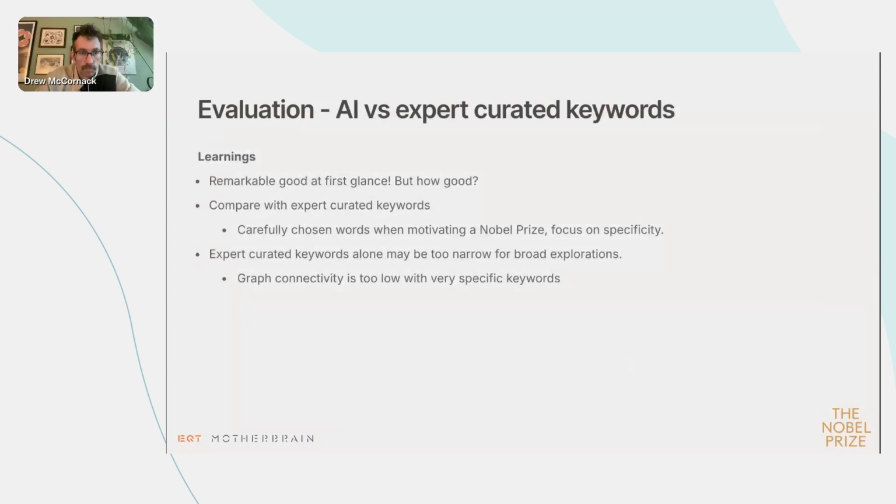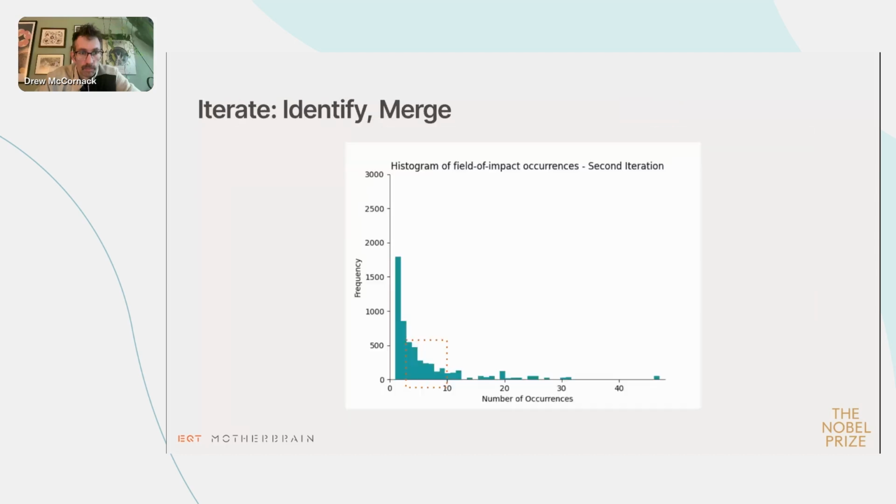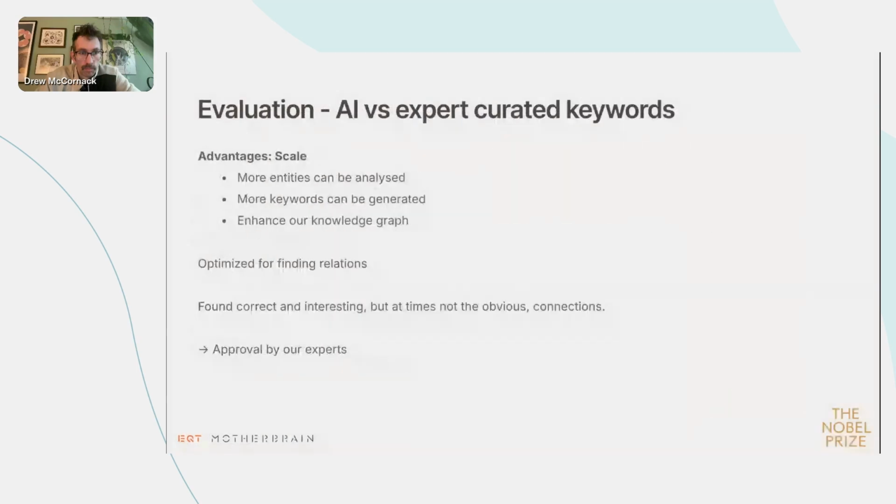To go really fast, I'm about to run out of time, so really fast to the AI versus expert curated keywords: we saw they were really good, but compared with the keywords that the Nobel Prize experts describe themselves, they tended to be less specific. And we found that was okay, actually, because the expert keywords on their own were maybe too specific and living too close to this 1 per laureate zone that we didn't think was appropriate to build an interactive graph with.